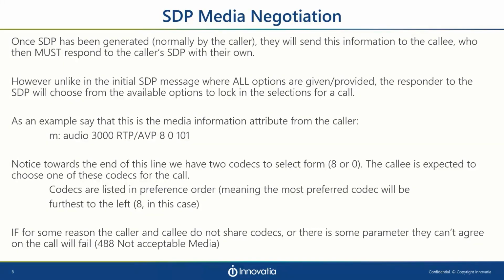Now, when it comes to the order that the codecs appear in on the media attribute line, the order is important because it's a preference order, meaning that whichever codec is furthest to the left is the most preferred, and whichever codec is furthest to the right is the least preferred. And the idea is that the responder, the callee, will try and match as closely as they can both sides' most preferred codec.